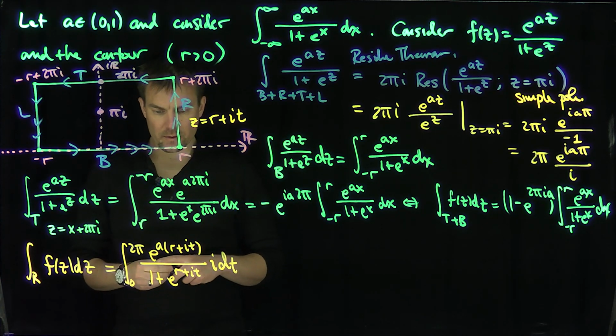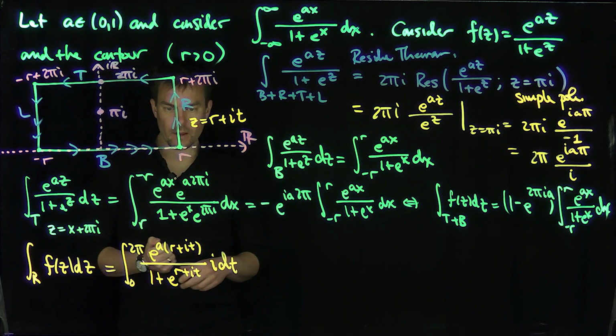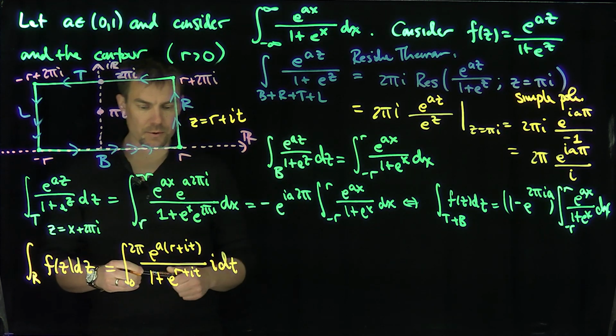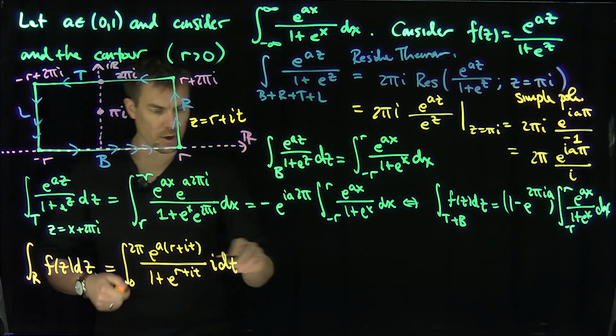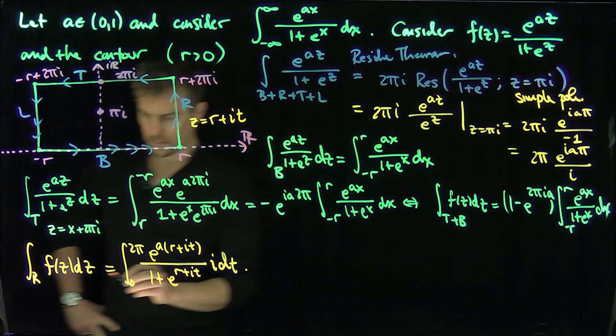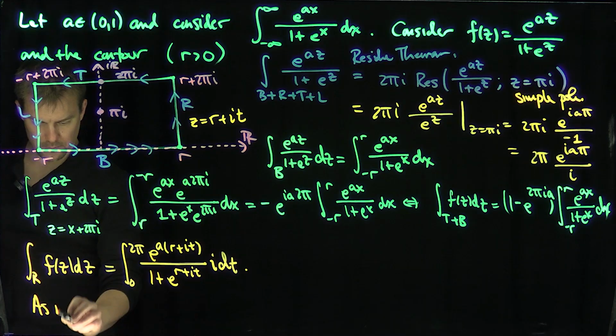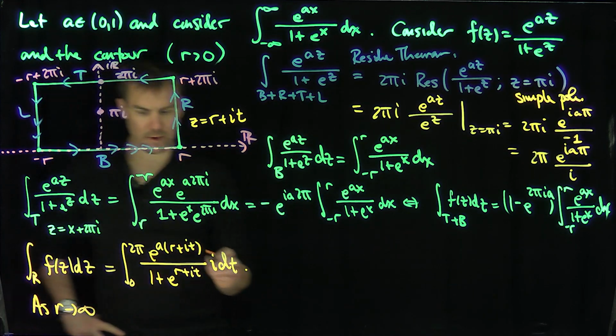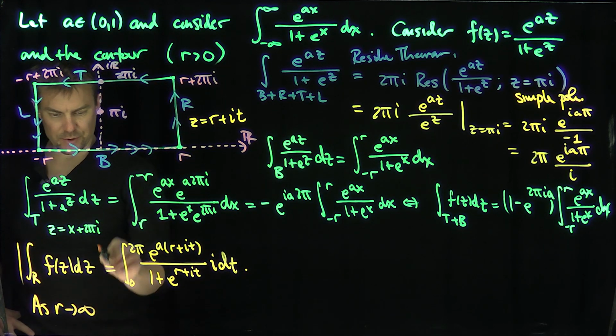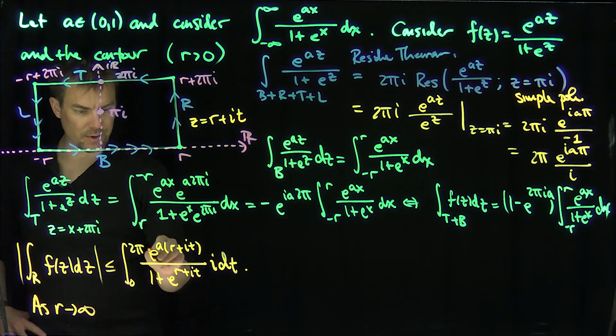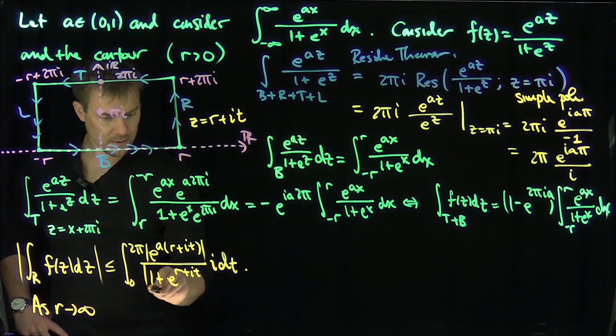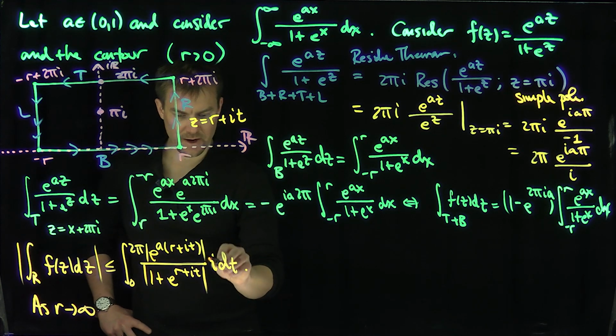And then that's wonderful. Because what's going to happen as r goes to infinity over here? As r goes to infinity, let's think about what's happening over here. So note, as r goes to infinity, what's happening over here? Let's do the modulus of this thing. The modulus of this is less than or equal to the modulus of this thing over here, like that. And the modulus of i is just going to be 1.